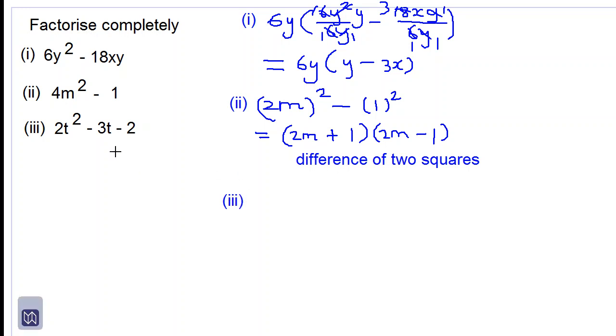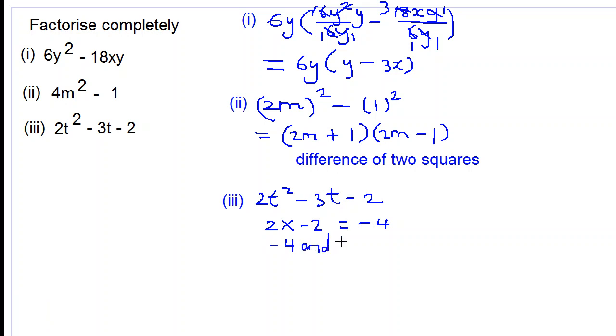This is called a quadratic expression. 2t squared subtract 3t subtract 2, and we multiply 2 by negative 2 to get negative 4. We then look for two numbers that add up to negative 3 but multiply to give negative 4. So those two numbers are negative 4 and plus 1. Okay, because negative 4 plus 1 will give negative 3, and negative 4 times 1 will give negative 4.